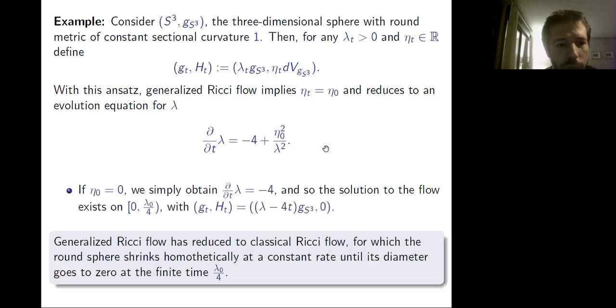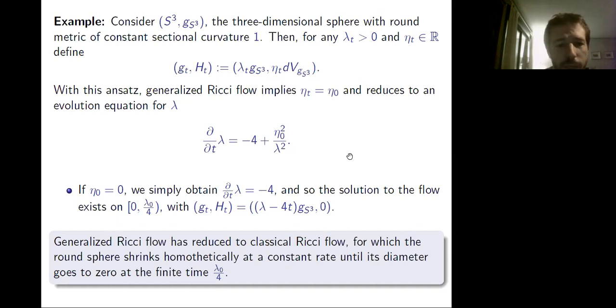So there are two different cases. One case is when eta_0 is 0, and then we simply obtain partial_t of lambda equals -4. So the solution to the flow exists in this interval and becomes degenerate in finite time. In this case, where eta_0 equals 0, this is just a solution of Ricci flow on the three-sphere. The solution of Ricci flow on the three-sphere is given by lambda equals -4t times the round metric, and we have obtained something classical, which is that the round sphere shrinks homothetically at constant rate until the diameter goes to 0 in finite time.